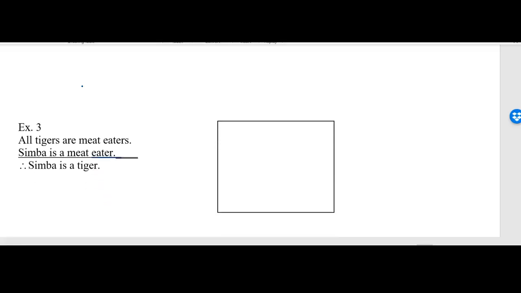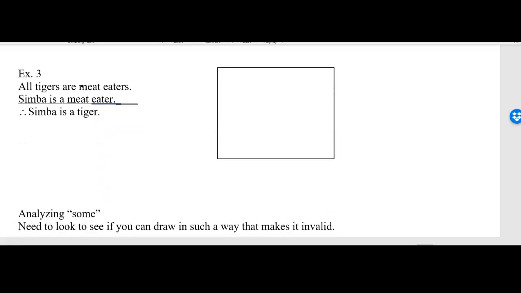Now let's go into another one. I've got three more examples. Okay. All tigers are meat eaters. Premise 1. Simba is a meat eater. Conclusion, Simba is a tiger. All right, so let's start with that, meat eaters. That's our big circle. Little circle would be tigers, because we're saying all tigers.